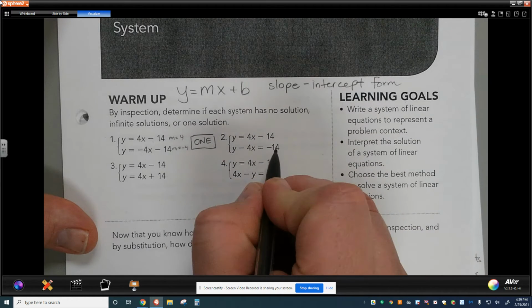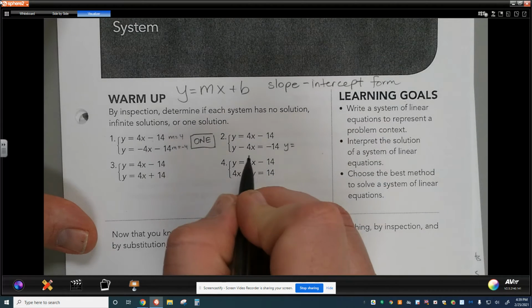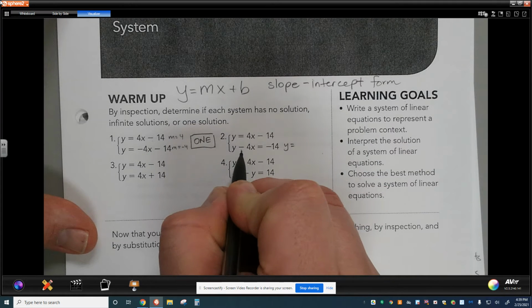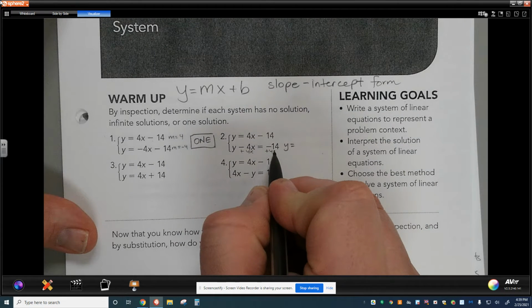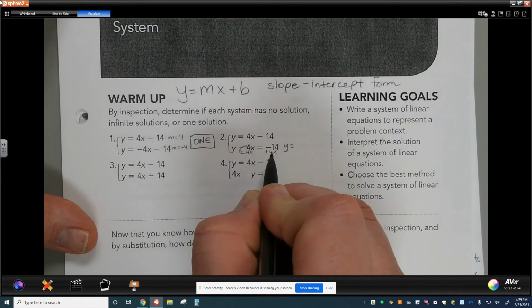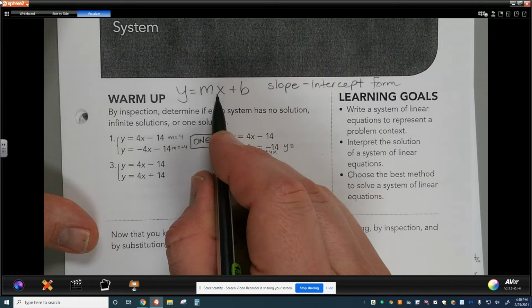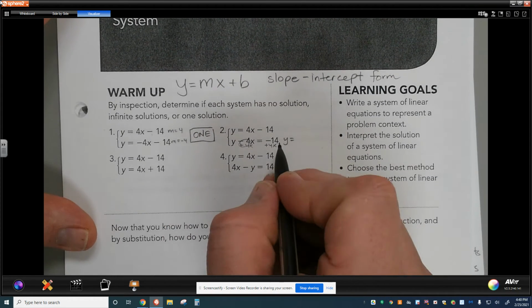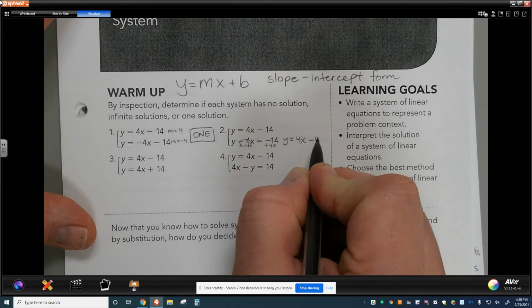But this other one, we need to set up so that we solve for y, to get y all by itself. To do that, we can simply add 4 times x to both sides of the equation, and that simplifies to get y by itself. And then over here, if we're following the slope-intercept form, we're going to put the x term first. So we'll have 4 times x as a positive minus 14.